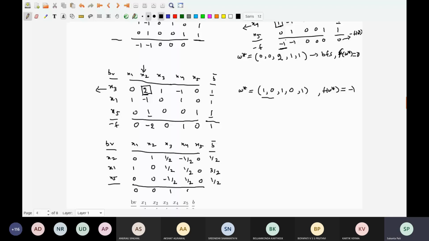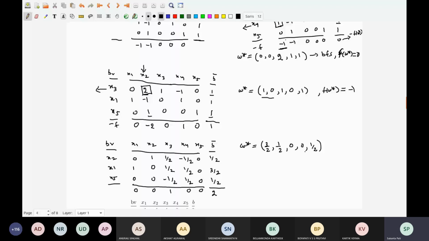Okay, so what is the W star now? Now the W star is x1 equal to 3 by 2, x2 equal to half, x3 equal to 0, x4 equal to 0, x5 equal to half. Okay, this is the W star, and FW star. Now FW star is equal to -2. Now, so this is the final. This is the new vertex that you are at, the new BFS.